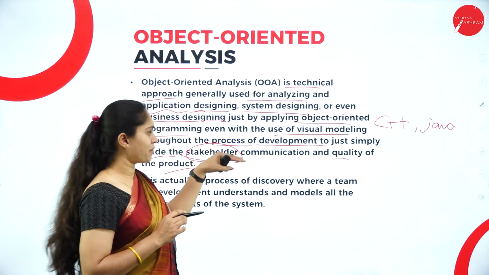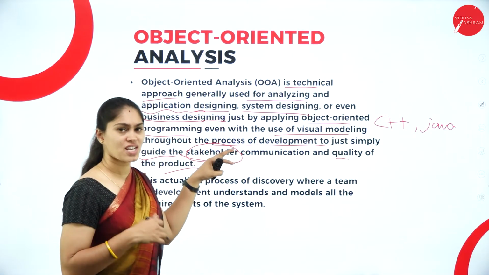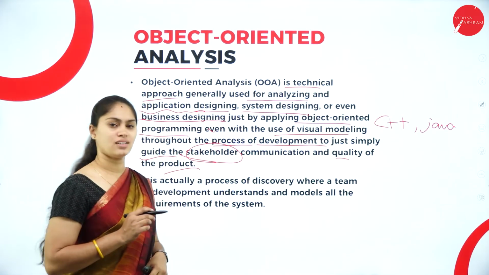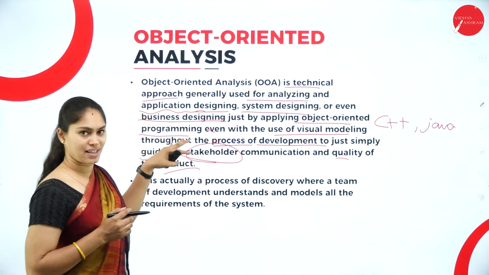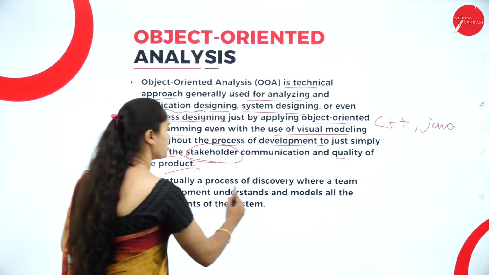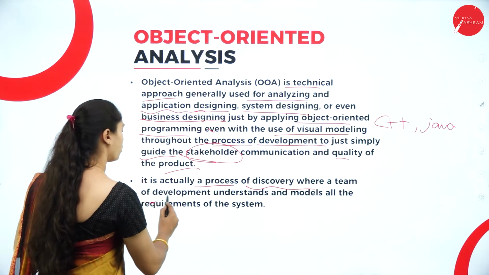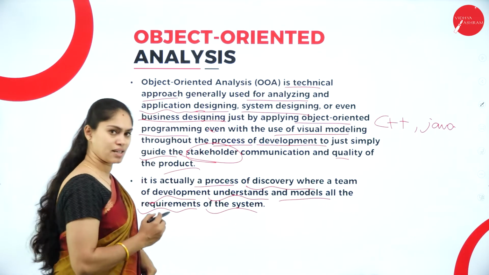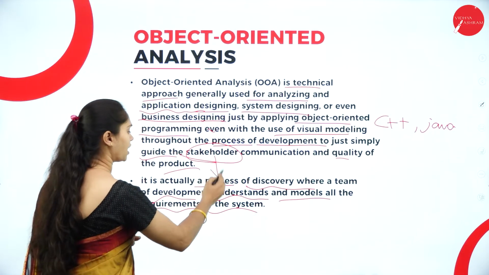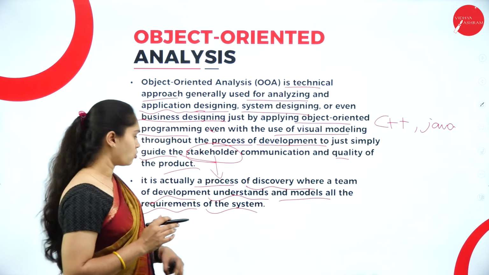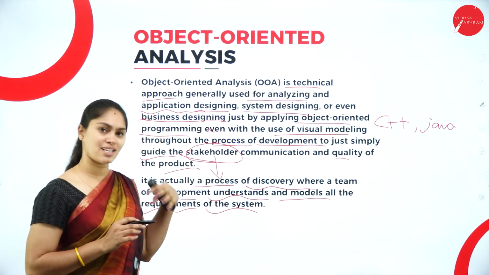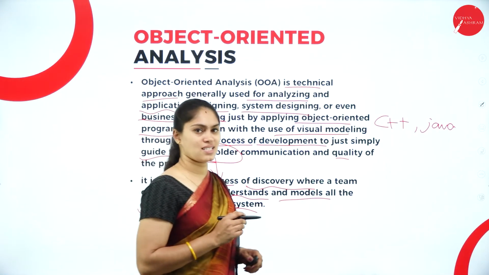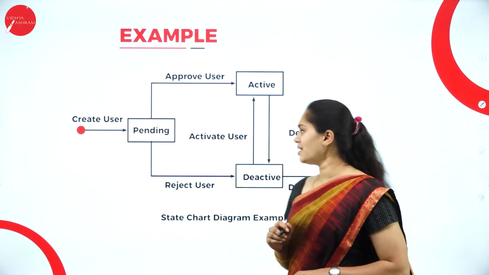With the help of object oriented programming languages, we can design and analyze the system and business, as well as design the application. Also, this is a process of discovering where a development team understands and models all the requirements of the system. By communicating with the stakeholders, they will be able to understand the requirements, and by understanding them, they model all the requirements of the system. So here you can see one of the examples.